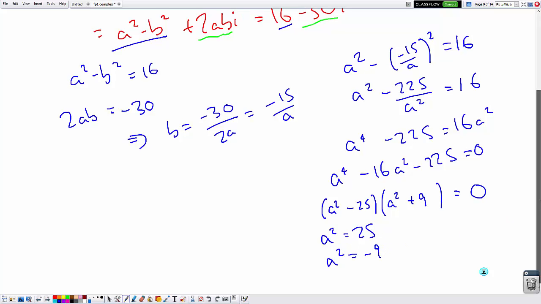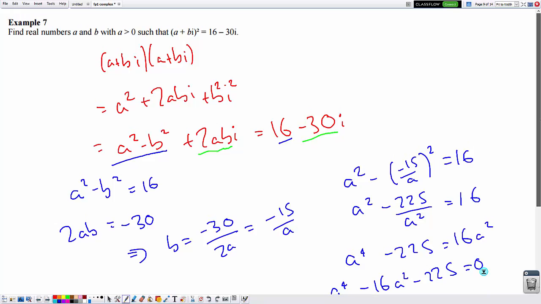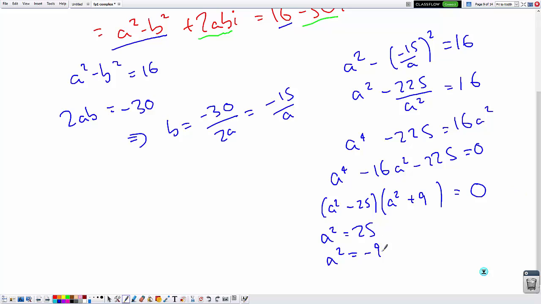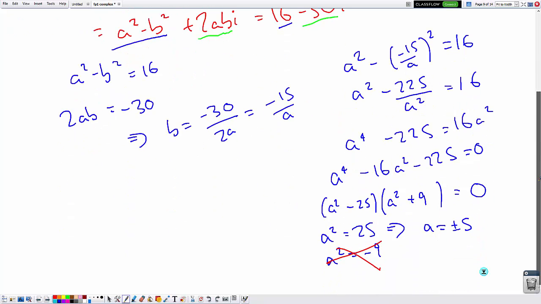But we were told that a is greater than 0, and that a and b are real numbers. The a squared equals minus 9 option would give me a is equal to plus or minus 3i, so we're going to ignore this because we've been told a is a real number. What does the other one give me? This gives me two possible values, a is equal to plus or minus 5. But we're also told a is greater than 0, so we actually know a is equal to positive 5.